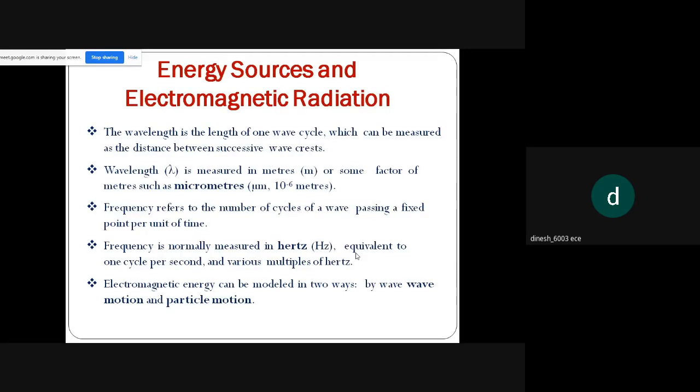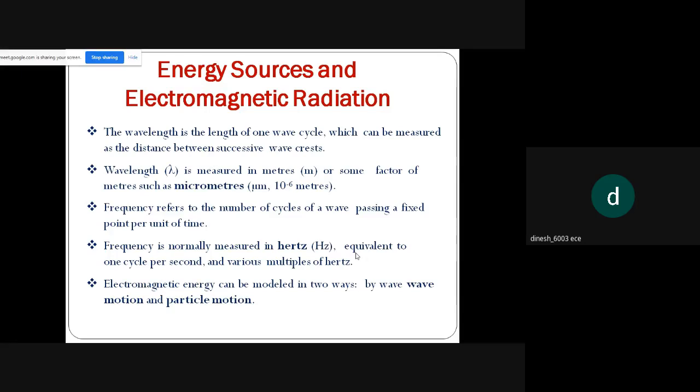So we'll define what this wavelength is. Wavelength is a measure in meters or some factor of meters, measured in micrometers, which is represented as 10 power minus 6. So this wavelength is the length of one wave cycle, which can be measured as the distance between successive wave crests. So that is wavelength, the first characteristic.